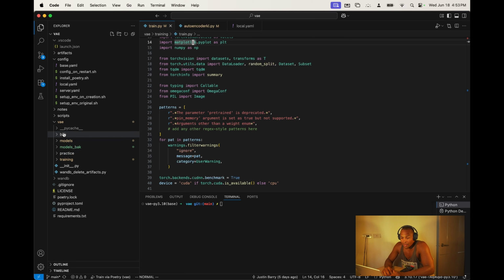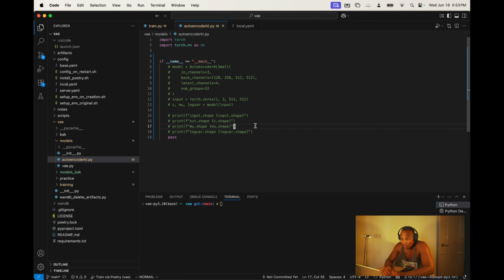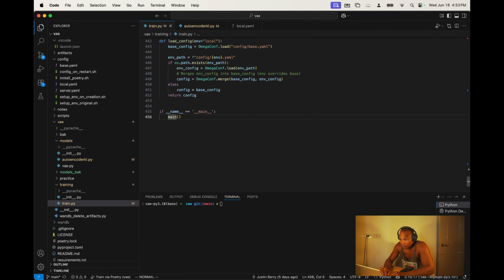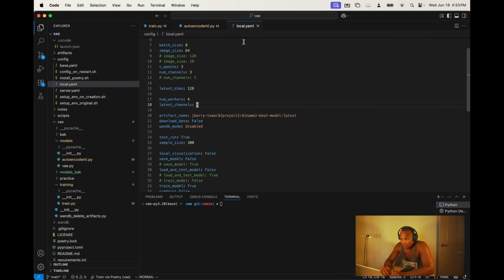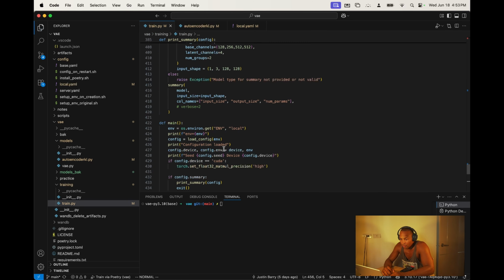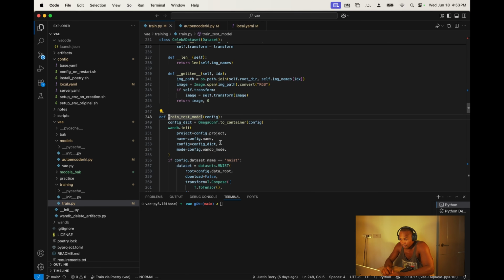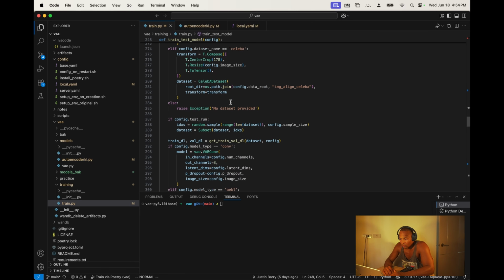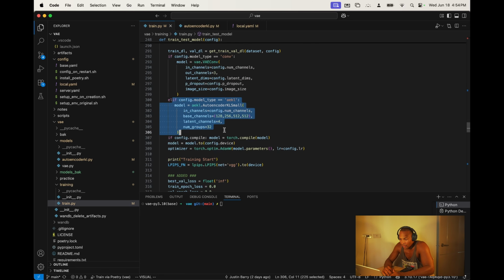So anyways, I just created separate packages for models, and then I'm including this AutoencoderKL that I'm going to fill out right now. And then I'm just adding a model type to the config file. And we're just going to switch on it right here. And I'm going to change this right now because I'm abbreviating things now just to make the typing quicker.